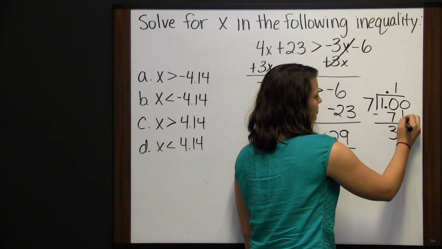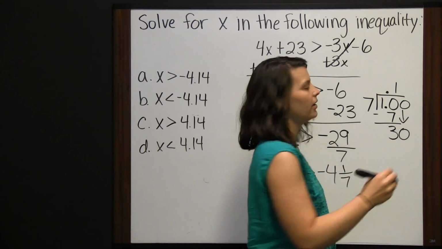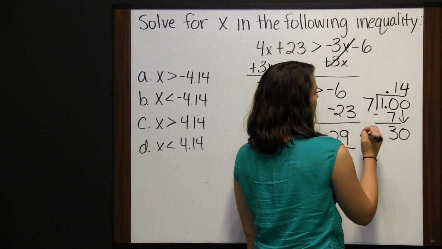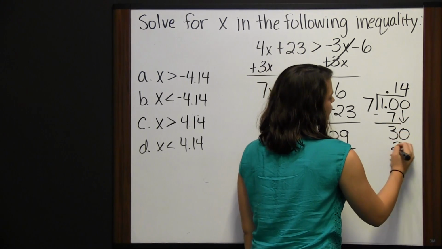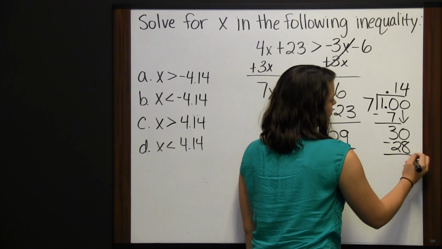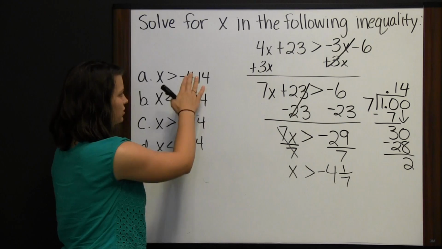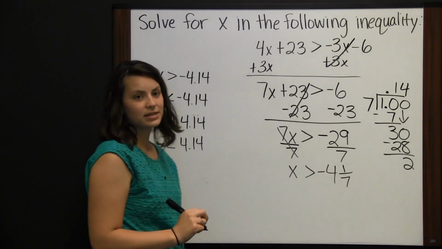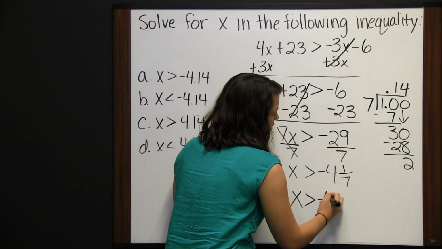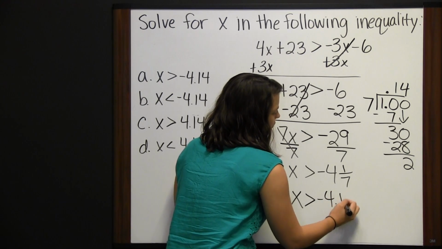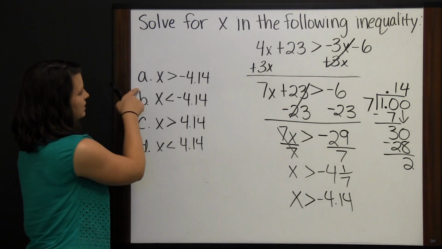Add another 0, bring it down, and 7 goes into 30 4 times. 7 times 4 is 28. We subtract and we get 2. And we can stop there because all of our answers stop at the hundredths place as well. So we could write this as x is greater than -4 and 14/100ths, which is answer choice A.